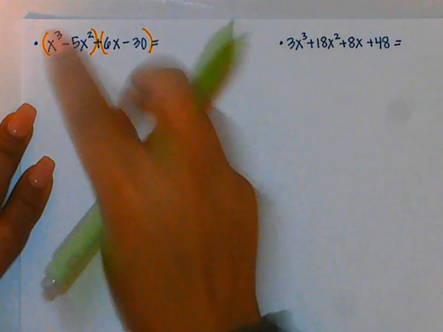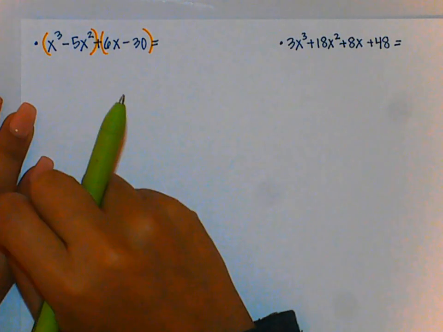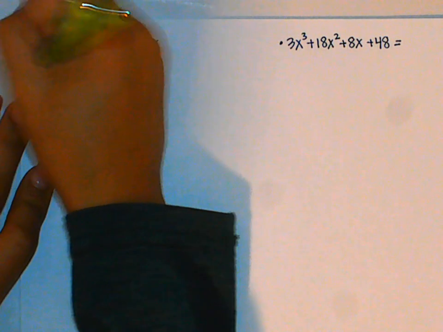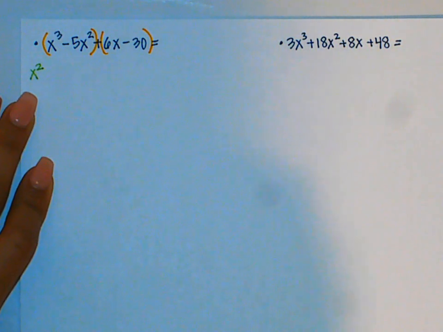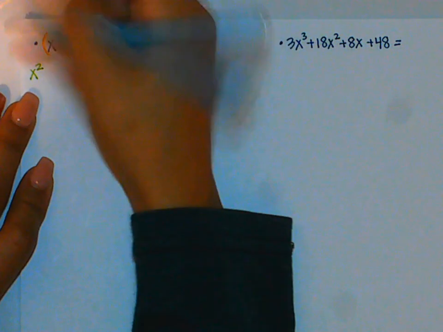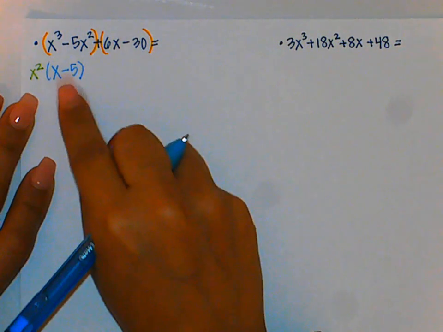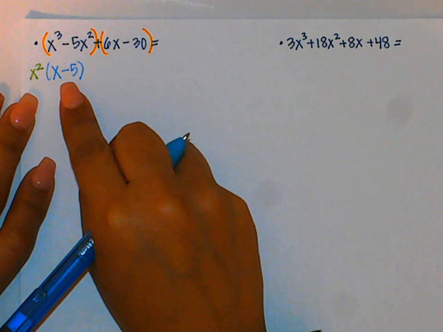Okay, so what does x cubed minus 5x squared have in common? They both have an x squared. And I am left with x minus 5. So I know that when I go into the next one, I want to end up with an x minus 5 here.